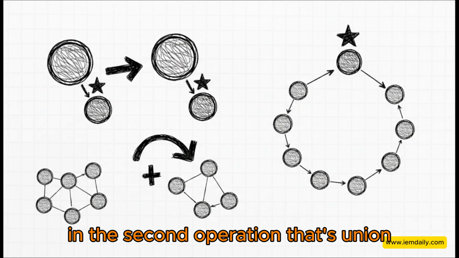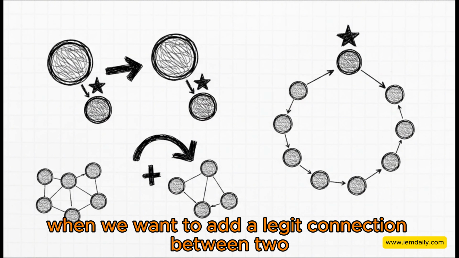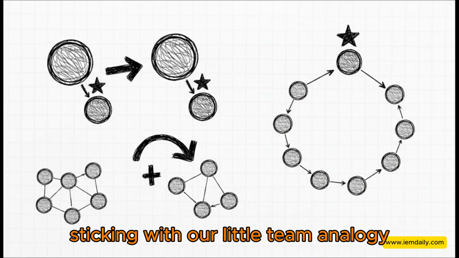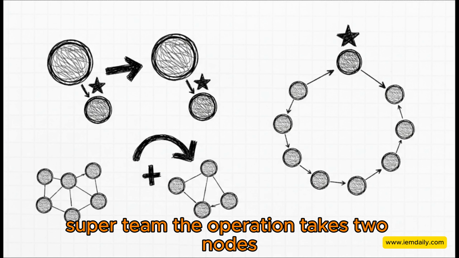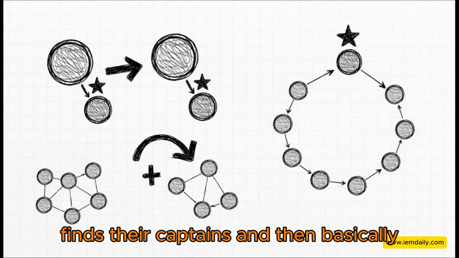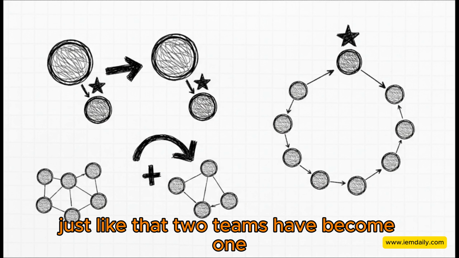And the second operation? That's union. This is what we do when we want to add a legit connection between two totally separate groups. Sticking with our little team analogy, union is like two different teams merging into one big super team. The operation takes two nodes, finds their captains, and then basically has one captain start reporting to the other. Just like that, two teams have become one.